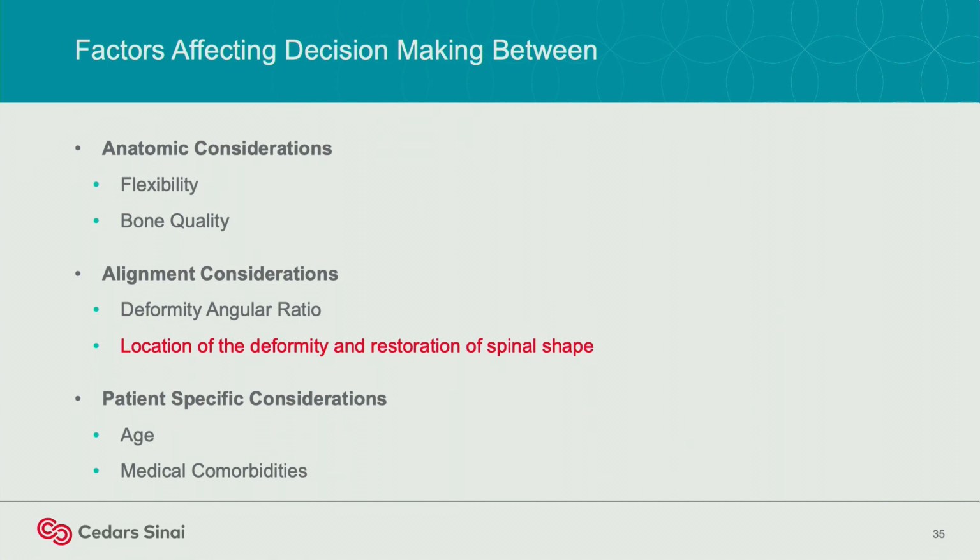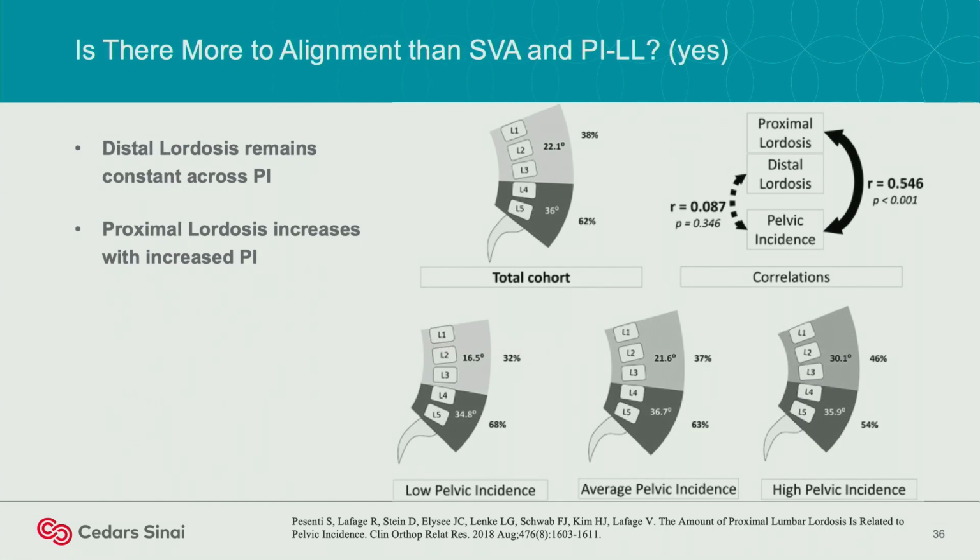Finally, in terms of alignment, and probably one of the more important aspects, is where you're going to place the lordosis within the spine, right? So more and more data is coming out that it's not just getting the head above the pelvis or getting PI and LL to match, but actually where the lordosis is placed has a significant effect on postoperative complications and instrumentation failure.